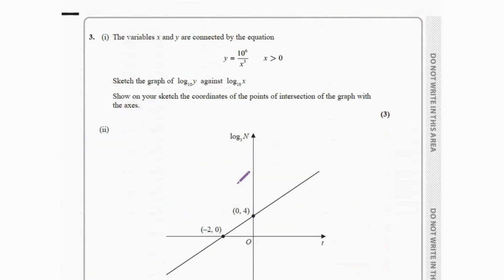Then it says the variables x and y are connected by the equation y equals 10 to the power of 6 over x cubed, where x is greater than 0. We have to sketch the graph of log of y to the base of 10 against log of x to the base of 10. Show on your sketch the coordinates of the points of intersection of the graph with the axes.